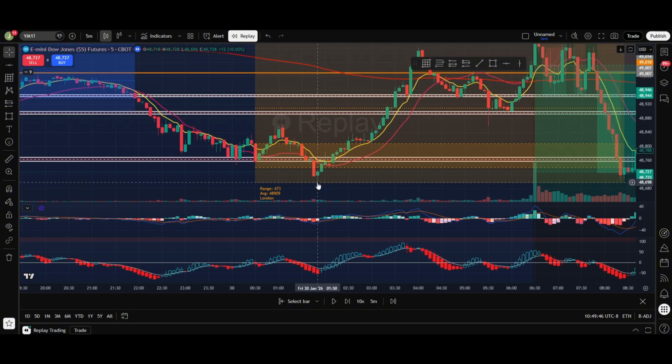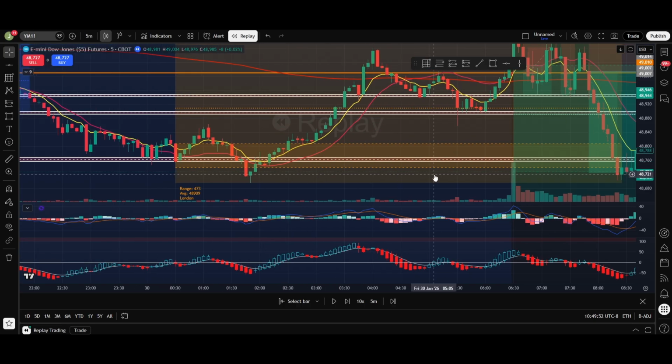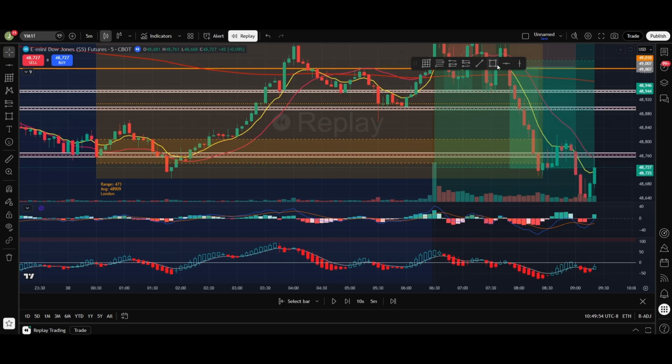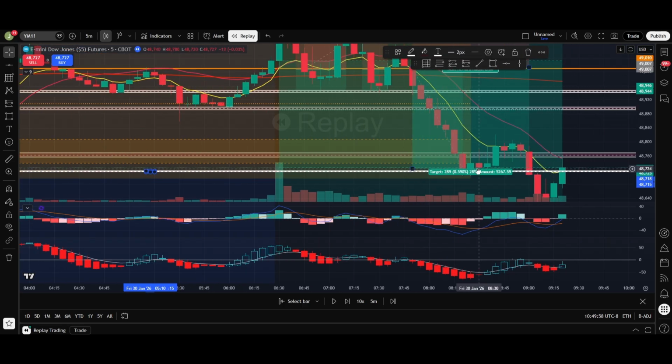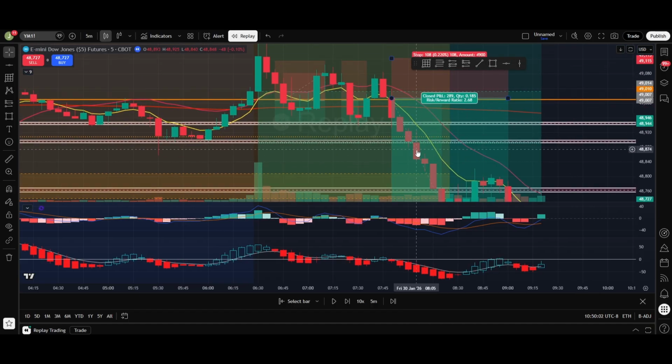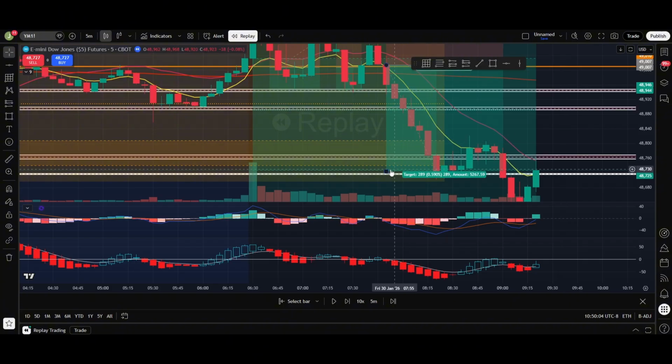I wouldn't go and use the low all the time. I will look for more areas where price had reaction. Does it go to the low? Yeah, it did. Right? But for me, I would use that as my safeguard. Okay? So either 240 points or 295 points.